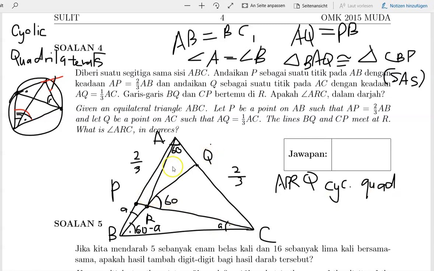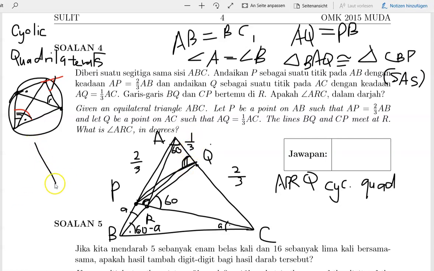So what this means is that if I were to find ARC, I could find it through finding ARP, which I could then find through AQP. So what is the value of AQP?